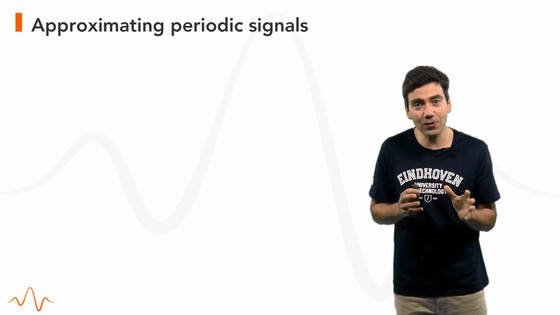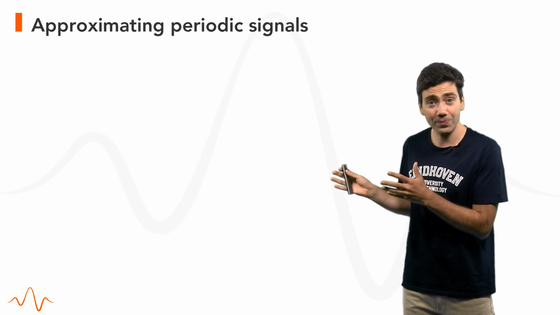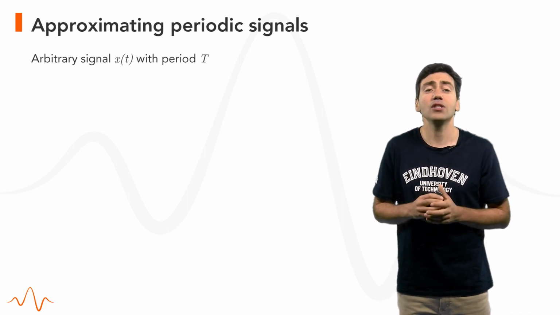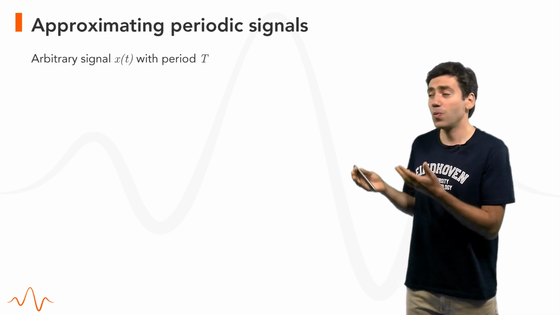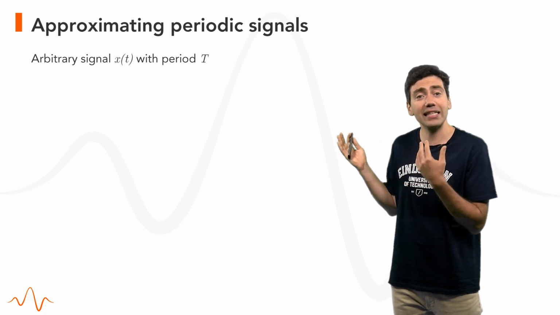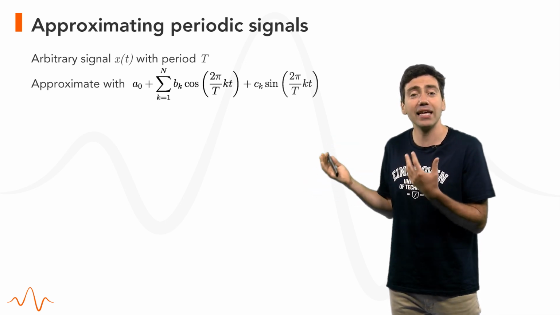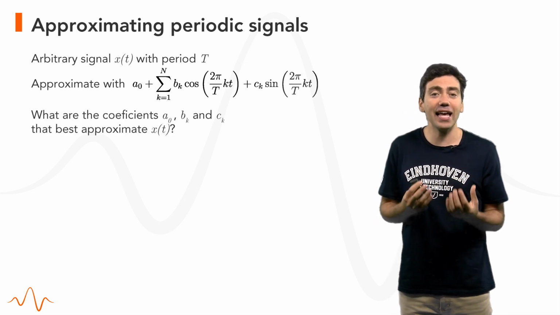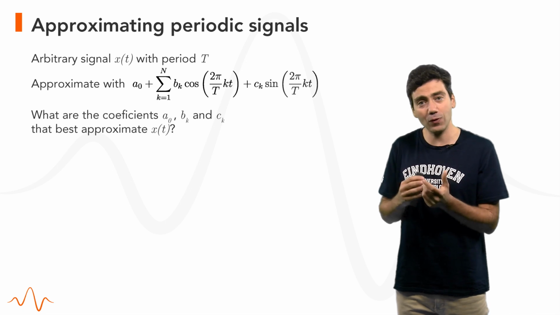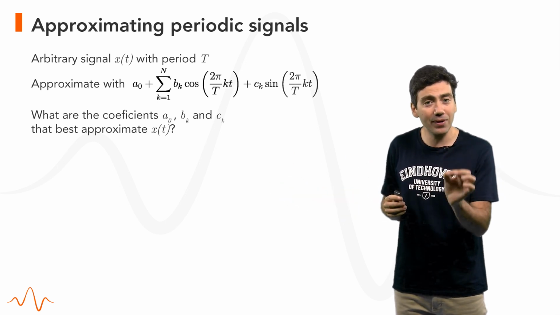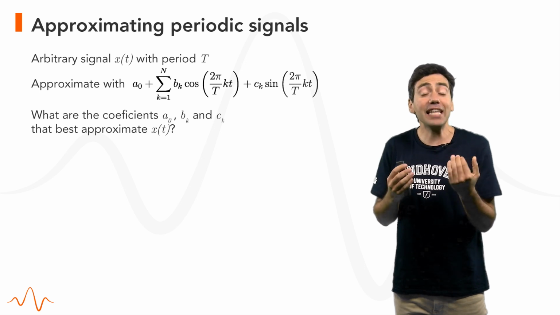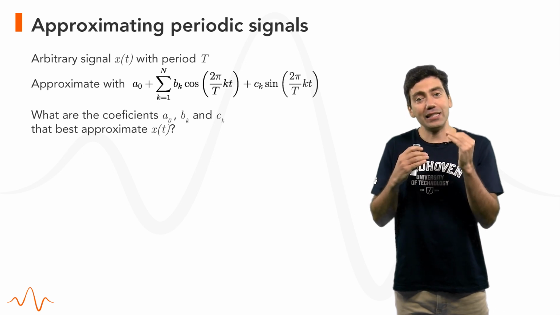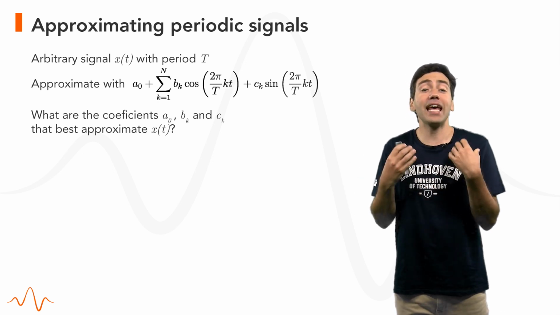Now, given this class of functions, we will now consider the following question. If we have an arbitrary signal x of t with period capital T, suppose that we wish to approximate it with a signal that we just described that has capital N sines, capital N cosines, and a constant. Capital N is fixed and given. What are the coefficients A naught, bk, and ck, where k goes from 1 to capital N, that best approximate the original signal x of t, such that the error between the two signals, the original one and the approximation, is minimized? And for this, we need to define an error cost function.